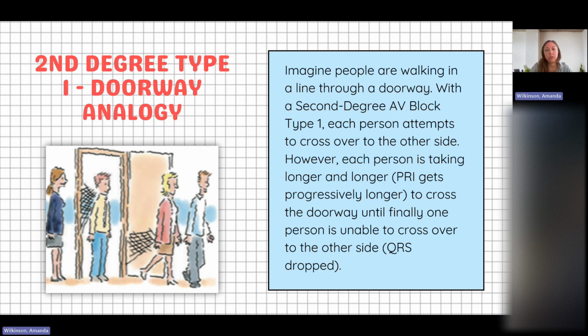So back to our analogy. We're going to picture a line of people approaching a doorway. The first few make it through, but each person takes a little longer than the last to cross. So eventually one of those hesitates too long and doesn't make it through at all. And that's your dropped QRS. Then the next person steps up and the whole process starts again. So that's exactly what's happening with our Wenckebach block. Progressive delay at the AV node until one beat gets completely blocked.